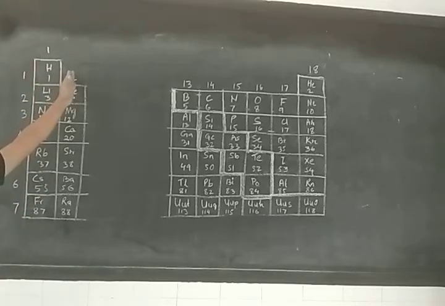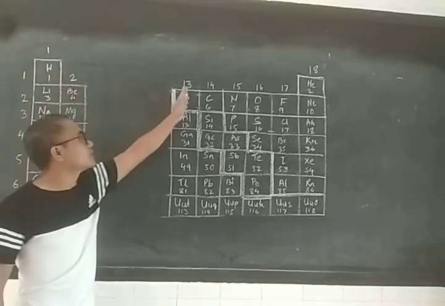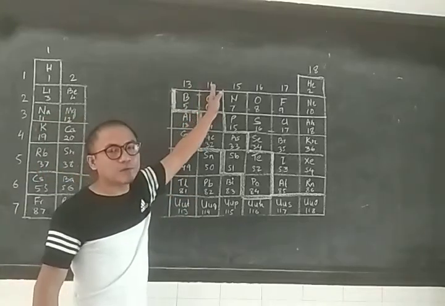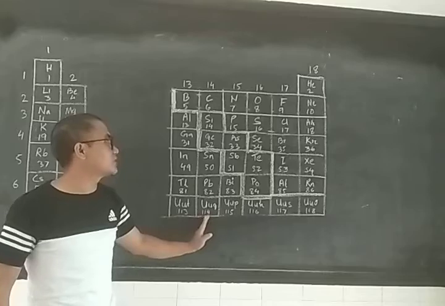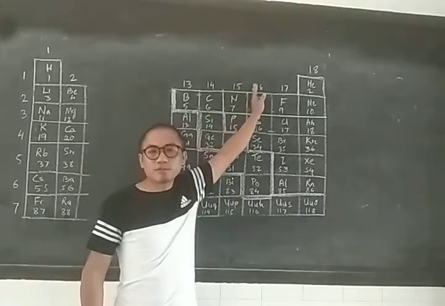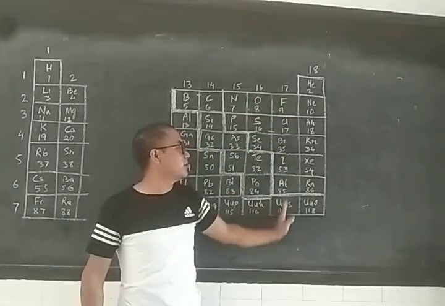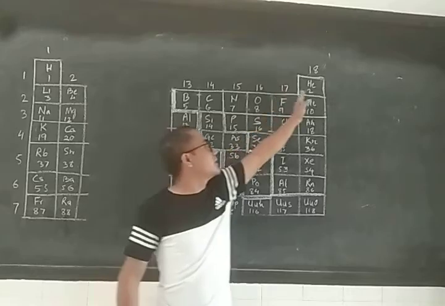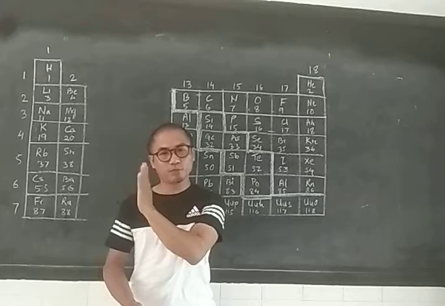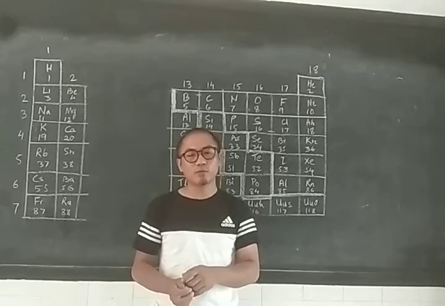Group 2 will have only 2 valence electrons, group 13 will have 3, group 14 will have 4, group 15 will have 5, and group 16 will have 6. Group 17 will have 7 valence electrons, and group 18 will have 8. Once again, as we move from left to right, the valence electrons increase from 1 to 8.